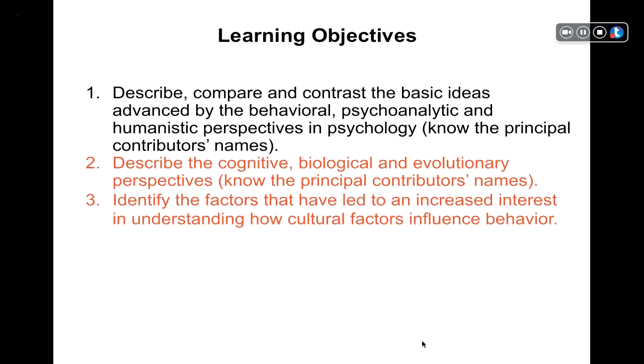Learning objectives for this lecture. 1. Describe, compare, and contrast the basic ideas advanced by the behavioral, psychoanalytic, and humanistic perspectives in psychology. Know the principles, contributors' names. 2. Describe the cognitive, biological, and evolutionary perspectives. Know the principal contributors' names. 3. Identify the factors that have led to an increased interest in understanding how cultural factors influence behavior. So those last two are red font objectives. That means read about them in the text. We haven't talked about them in either Lecture 1 or Lecture 2.